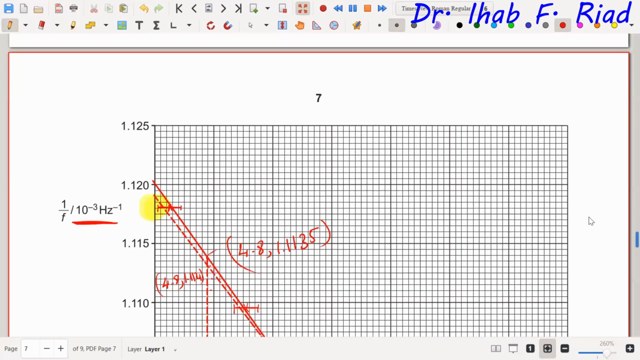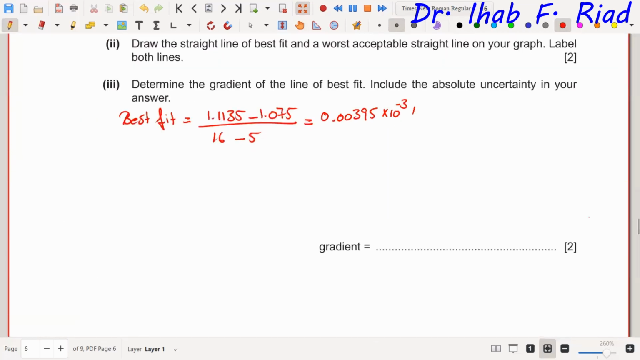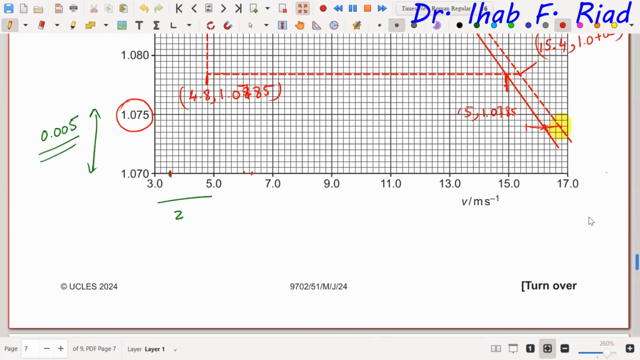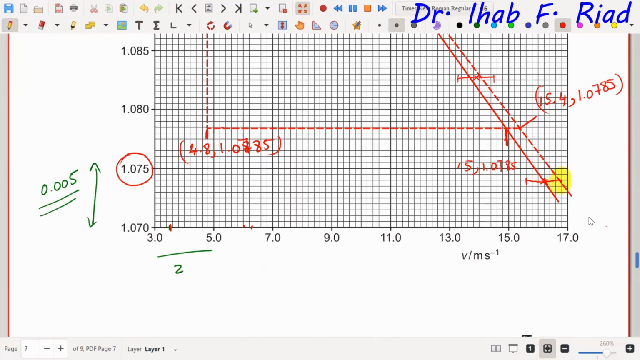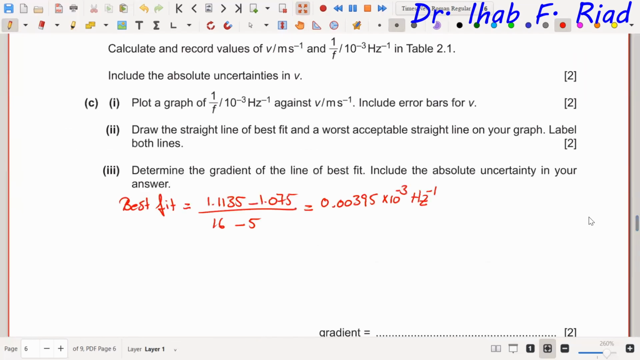Ten to the power minus 3, here's minus 1. First minus 1 per meter, second minus 1, m minus 1 second, right? Yes. Okay. Or you can say it is meter per second.